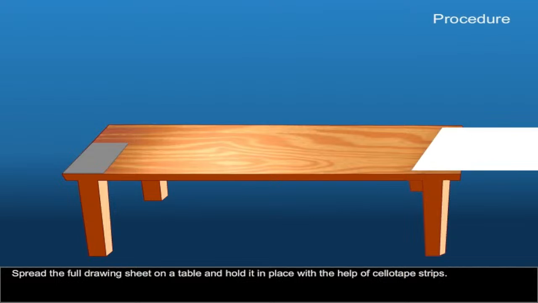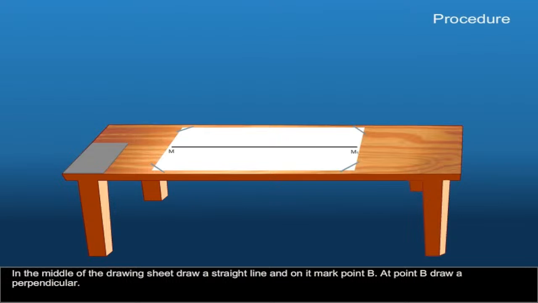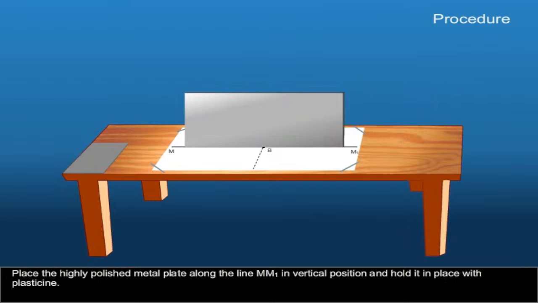Spread the full drawing sheet on a table and hold it in place with the help of sellotape strips. In the middle of the drawing sheet, draw a straight line and on it mark point B. At point B, draw a perpendicular. Place the highly polished metal plate along the line MM1 in a vertical position and hold it in place with plasticine.